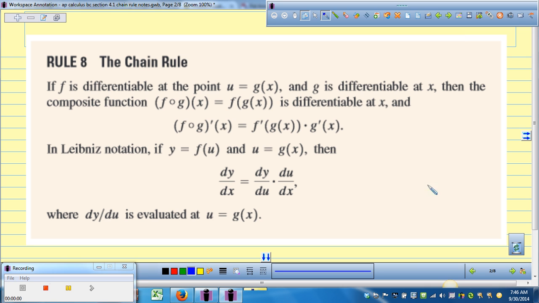All right. Also here, you don't need to write all of this. I'll read through it and I'll highlight the important parts. The chain rule: if f is differentiable at the point u equals g of x, and g is differentiable at x, then the composition function, remember f∘g, f of g of x, which can also be written this way, is differentiable at x. So this is the other way that you'll see chain rule written in function notation. So this is what I want you to be comfortable with.